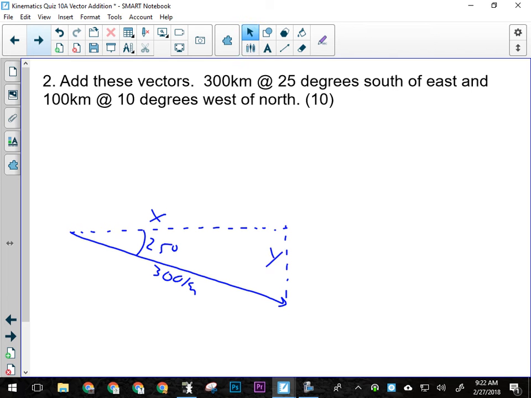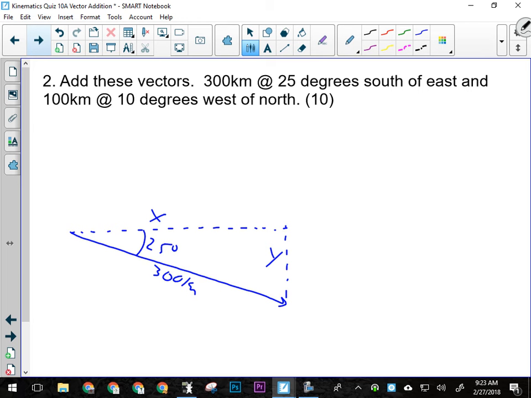All right, and then our other one is 100 kilometers at 10 degrees west of north. Okay, so what's the trick with this? Is this close, like in this diagram? Is it close to coming back up level? Is it going to get past or end up down below? It's pretty close, but it's going to end up below. Okay, how do I know that?